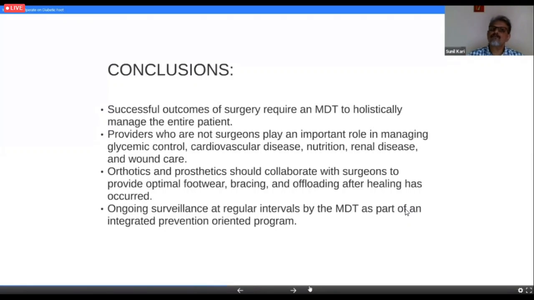It is very important, but the conclusion by all these authors is very clear: successful outcomes of surgery require a multidisciplinary team to holistically manage the entire patient, which is very important. Orthotists and prosthetists should collaborate with the surgeons to provide optimal footwear, bracing and offloading after healing has occurred. Ongoing surveillance at regular intervals by this multidisciplinary team as part of an integrated prevention-oriented program is very important.